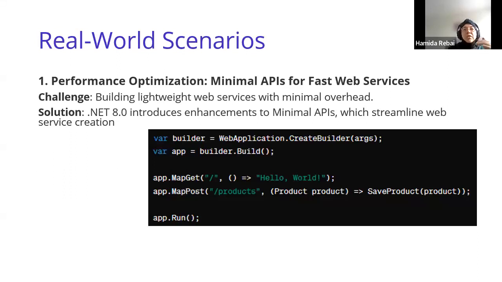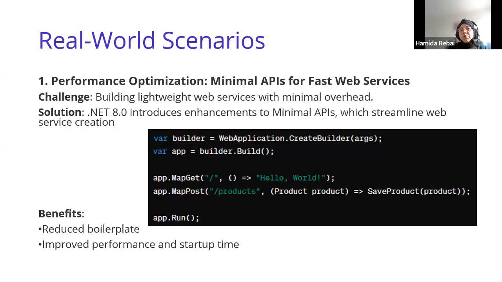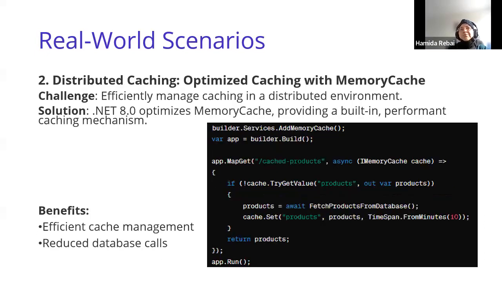And for real world, we don't have a lot of time, but I'm trying to present some scenarios for performance optimization with source code here. For minimal APIs, for fast web services, the challenge is building a lightweight web service with minimal overhead. And we have minimal APIs. This is an example: reduce boilerplate, improve performance and startup time.